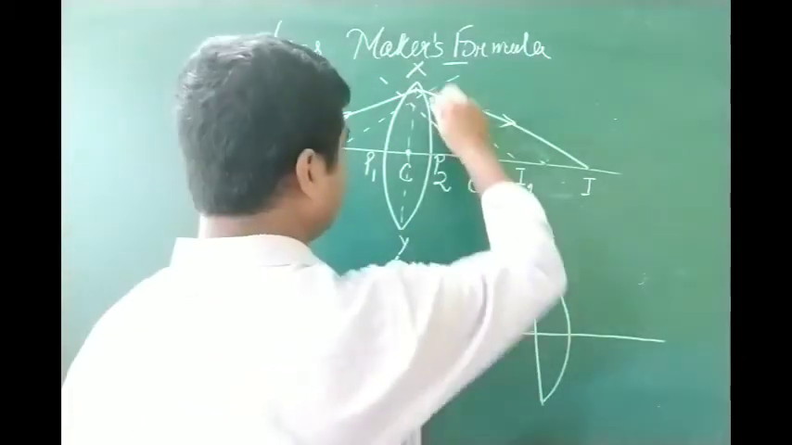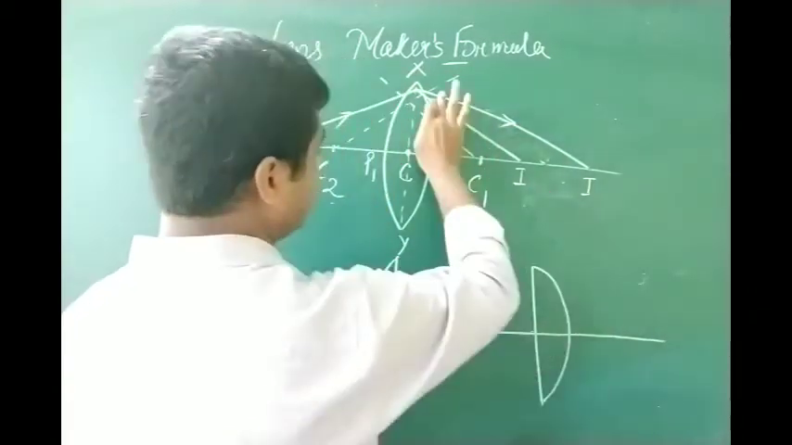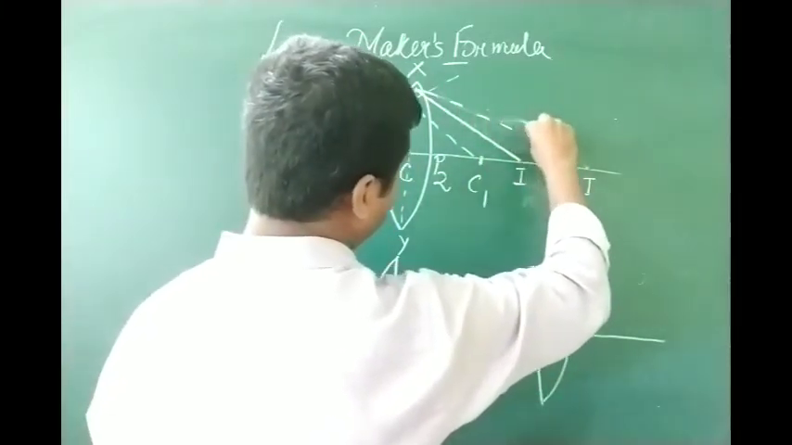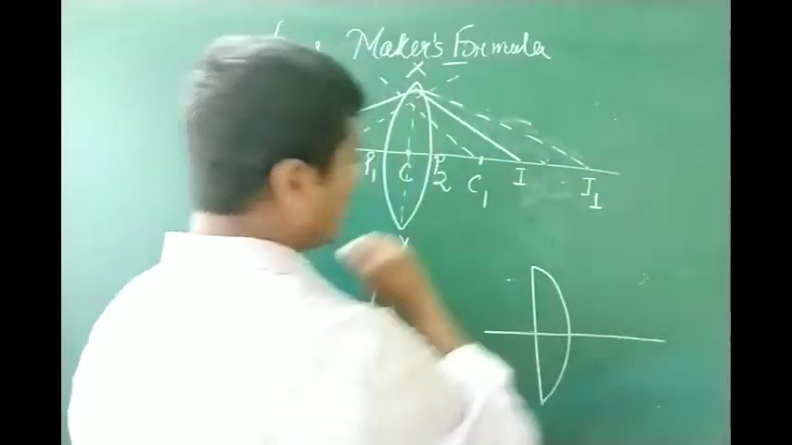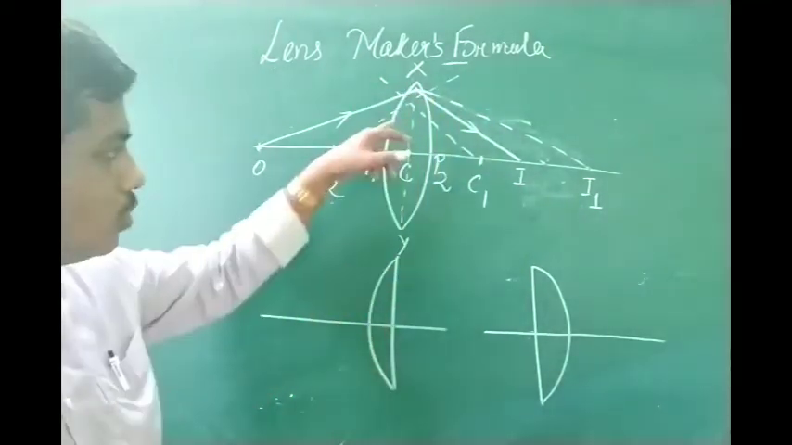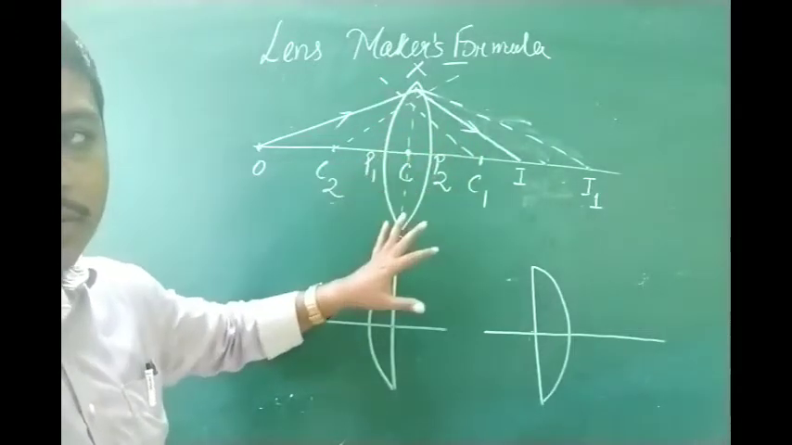So you can do one thing. This you can mark as a continuous line, which will be a real image. This you can mark as a dotted line. This will be a virtual object which you can mark as I1. Don't forget to give the direction of the rays. These are very, very important, and these are based on some marks also.